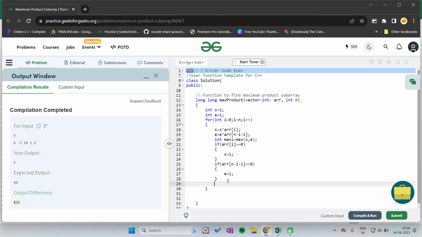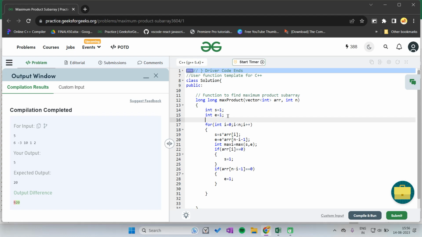Also, let's make the answer. Let's initialize it to the minimum value, and our answer is the maximum of either the answer or the current maximum. Let's return the answer.